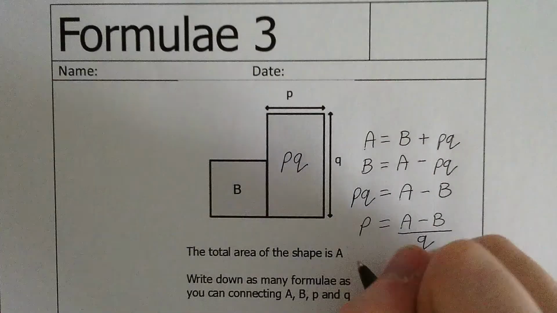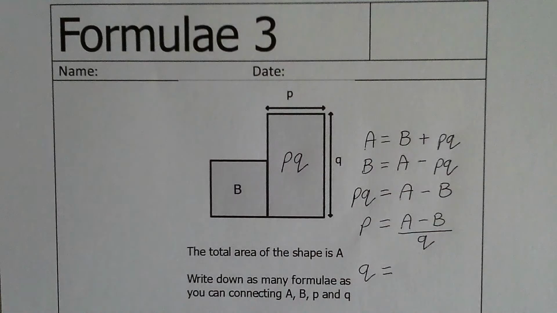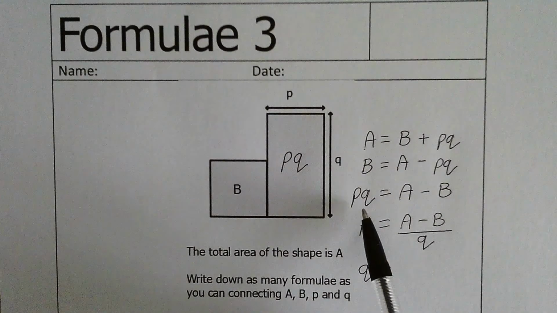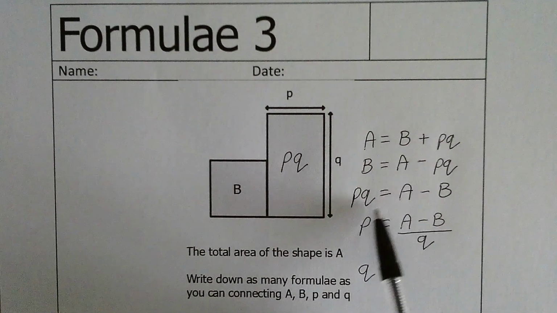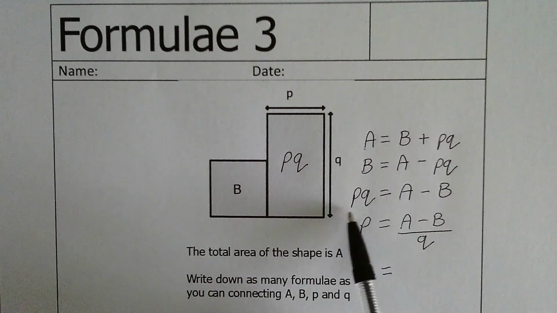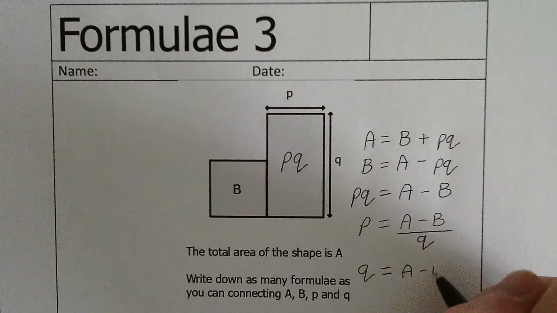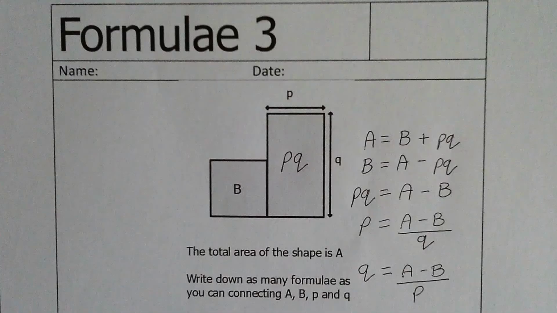There's one more formula we can get here, and that's making Q the subject. Again, I'm going to use this third formula here because I've nearly got Q isolated by itself. To get Q isolated by itself, I need to get rid of the multiply by P. So to both sides of this formula, I need to divide by P. So our final formula here would be Q equals A take away B all over P.